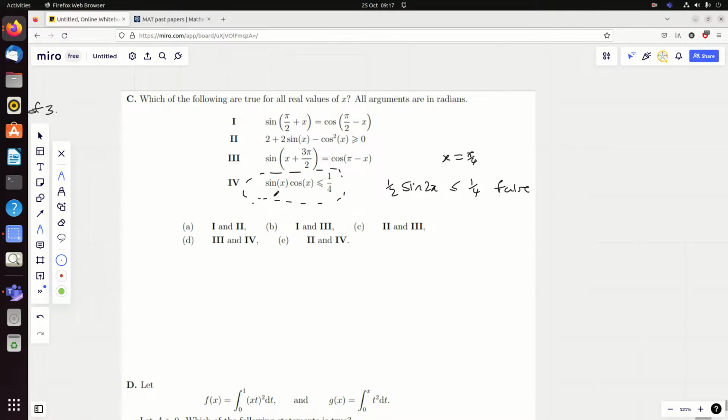I think we get a half from this, and you can see it over here. Sine of pi over 4 is 1 over root 2. 1 over root 2, multiply them together, you get a half, and a half is definitely bigger than a quarter, so that's false. I just looked at that one straight away and thought, ah, that's false, because we're trying to decide which ones are true. What else was false? Let's have a look at this one at the top.